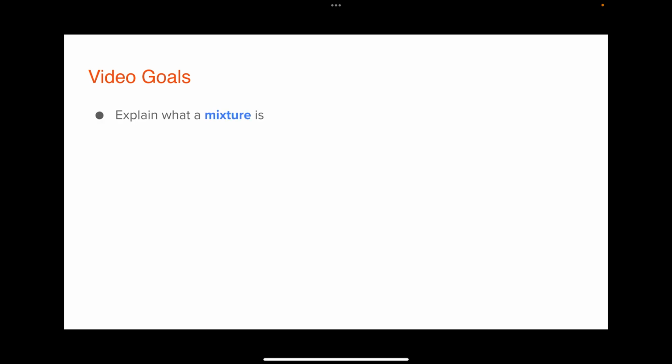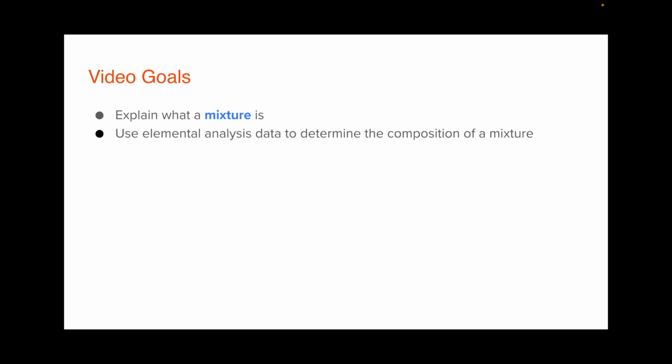That brings us to the end of this video. Let's review our goals. First, we learned what a mixture is. Recall that it's a physical combination of two or more pure substances. And then we learned how to use elemental analysis data to determine the composition of a mixture.